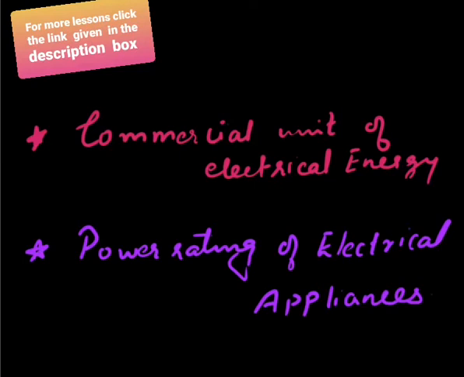Then the second topic which we are going to do is the power rating of electrical appliances. That is, each electrical appliance is rated with a certain power. Each appliance will have a definite power, and we will see how useful the power rating is in determining the maximum current through the circuit or appliance, the amount of energy that we consume, etc. That also will be dealt with today.